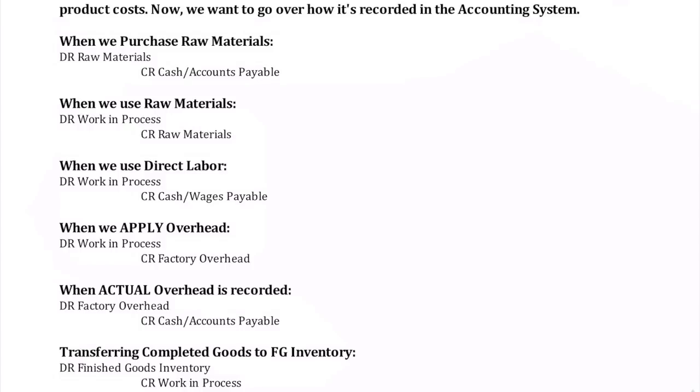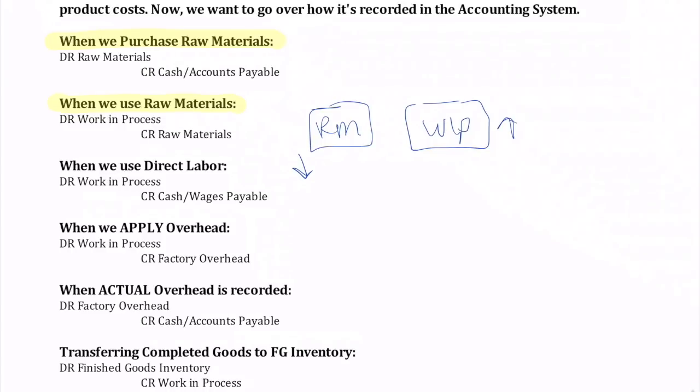So first, when we purchase raw materials, you've done this already, you just maybe didn't do it with raw materials. We debit an asset called raw materials, and then we pay for it somehow. We credit cash or accounts payable. When we use the raw materials, we talked about this last time, we're putting it into the WIP account. We're really taking it from raw materials and putting it into our WIP account. They're both assets, so raw materials goes down, the WIP account goes up. You're taking it from one pocket and putting it in the other.